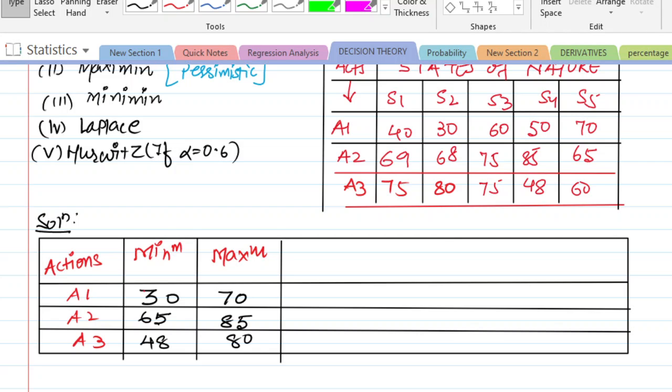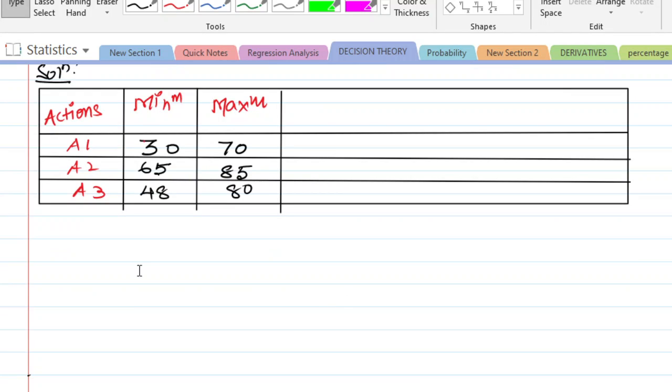From the payoff table, the minimum value for A1 is 30 and the maximum value for the same act is 70. Similarly for A2, the minimum value is 68 and the maximum value is 85. For A3, the minimum value is 48 and the maximum value is 80. What next? We are going to solve the question for the Maximax and Maximin criteria. So let's start with Maximax.